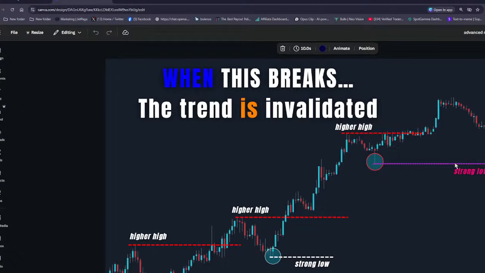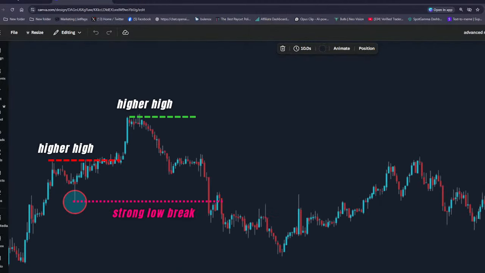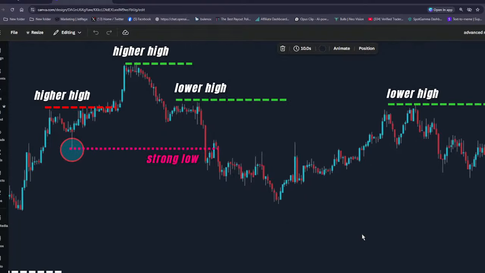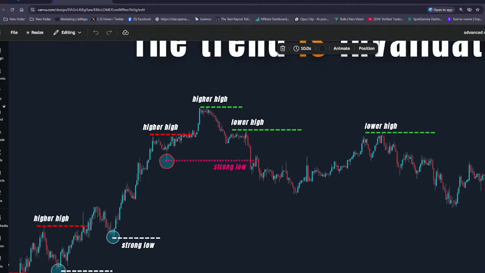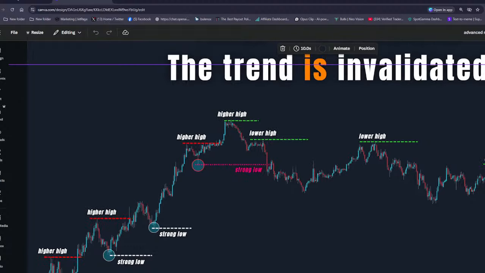So we finally have a strong low broken here. Now we're going to zoom out. That was a strong low break there. But what you'll see here is you don't get a new higher high after that happens. You have a higher high, lower high, lower high. That high is never taken out. From that point on, you don't see a new higher high, because it tells you when the market is done. Is it 100%? No, nothing ever is.